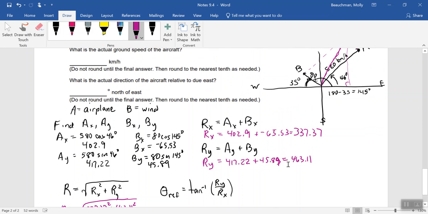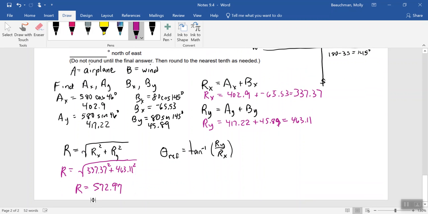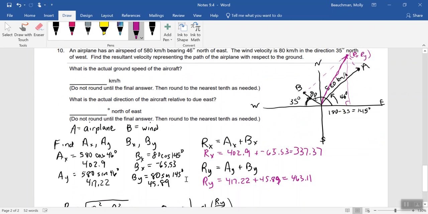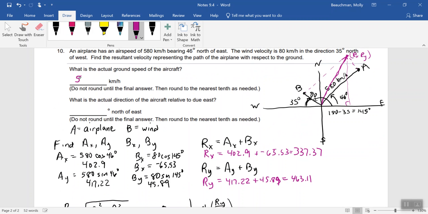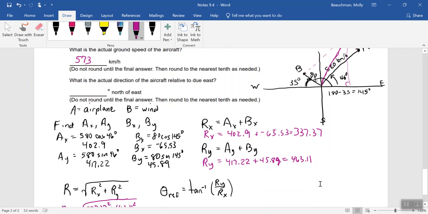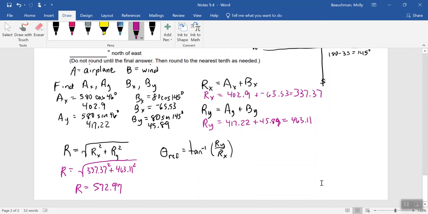And we want to round that to the nearest tenth as needed. So that's going to be 572.97, which rounds up to 573. So the aircraft is moving at a speed, the ground speed is 573 kilometers per hour. Okay, now we can find the direction. So the direction of our reference angle, in this case it's in the first quadrant, is the inverse tangent of our y coordinate, 463.11, divided by our x coordinate, 337.37.